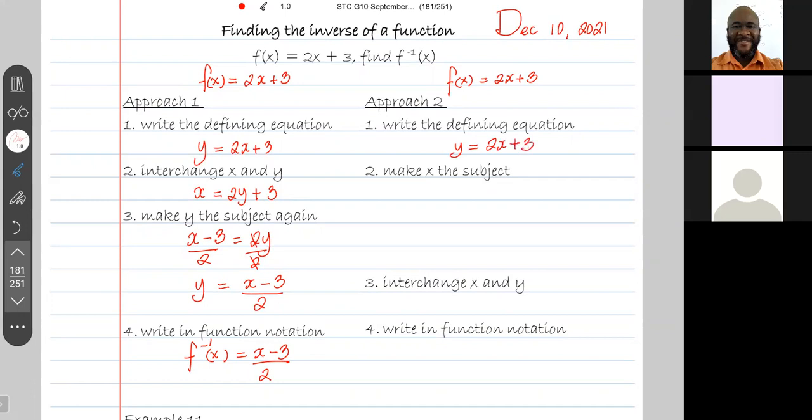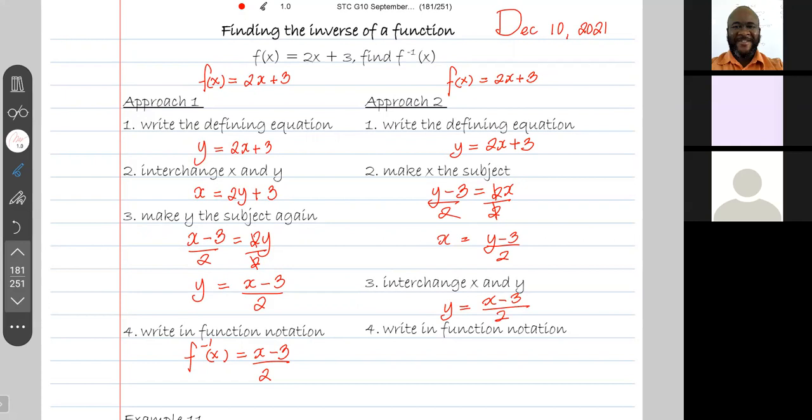Now, step 2 is to make x the subject. So I'm going to have y minus 3 is equal to 2x. Then I'm going to divide both sides by 2. And so x would be equal to y minus 3 over 2. Step 3 is to interchange x and y. So we have y is equal to x minus 3 over 2.